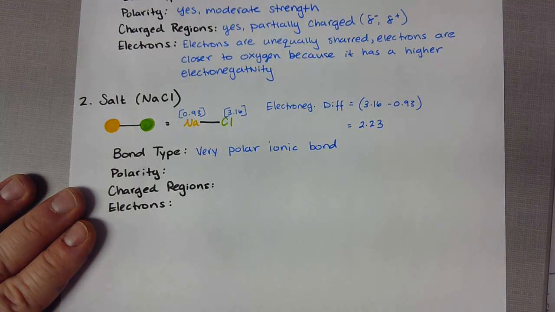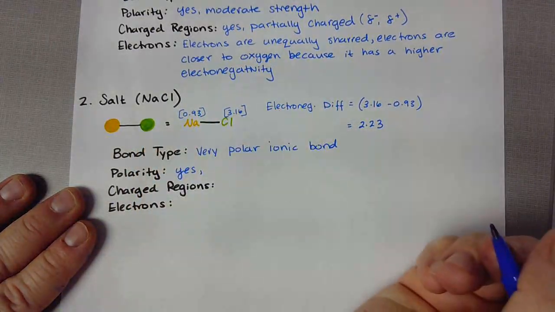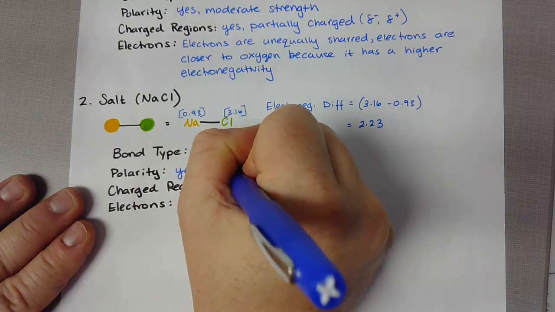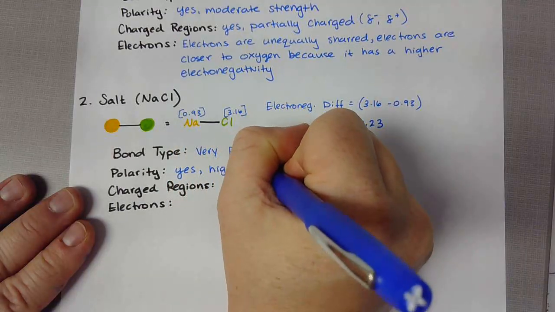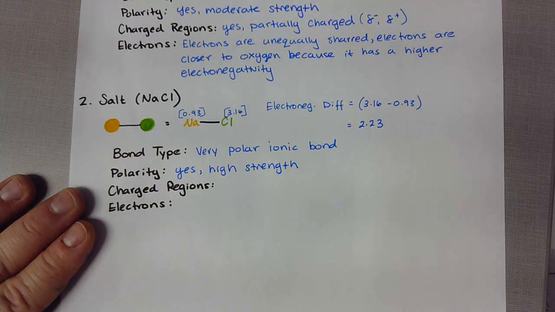Polarity, yes, it's in the name. But the importance here is the strength level. This is going to have a high strength or a high level of polarity. Polarity is a scale or a spectrum. Every substance falls somewhere on it.